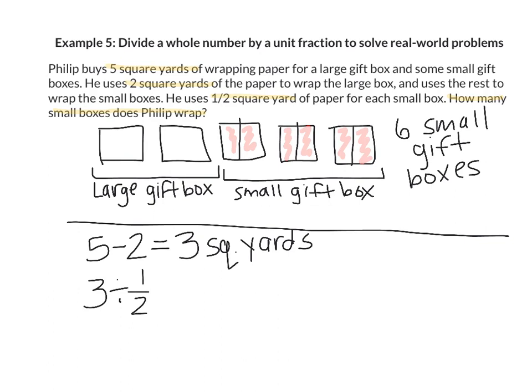Now we do 3 divided by 1/2, we need to find the reciprocal of our second number and change our operation. So we're going to do 3 over 1, we're going to change our operation to multiplication, and then we're going to flip 1/2, which would be 2 over 1. Then we're going to multiply, and we get 6 over 1, which is equal to 6.